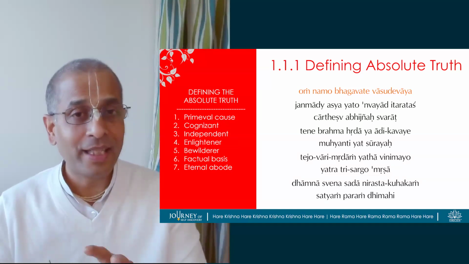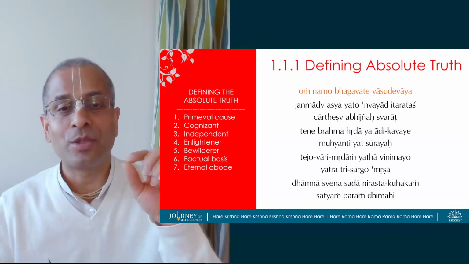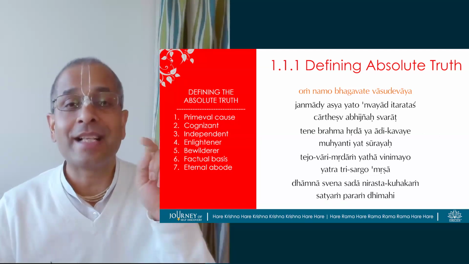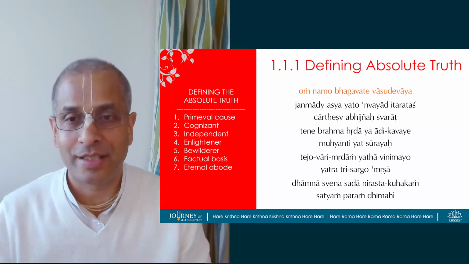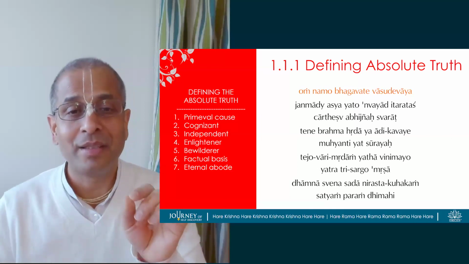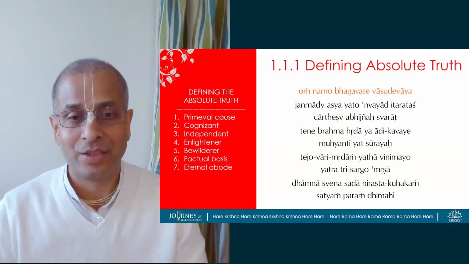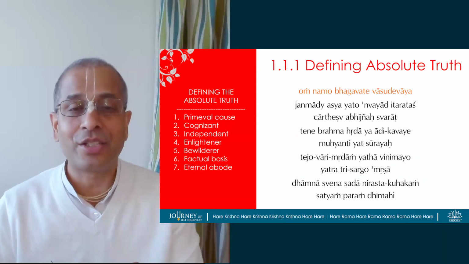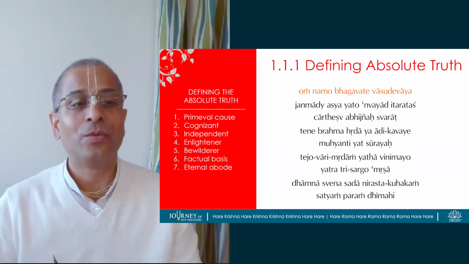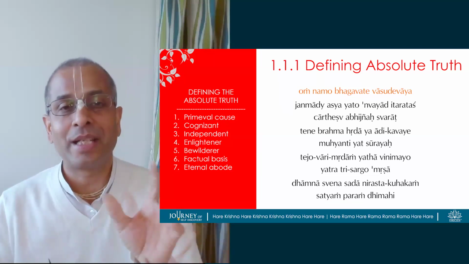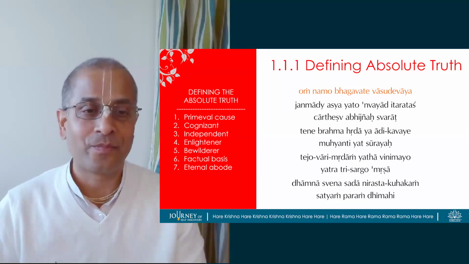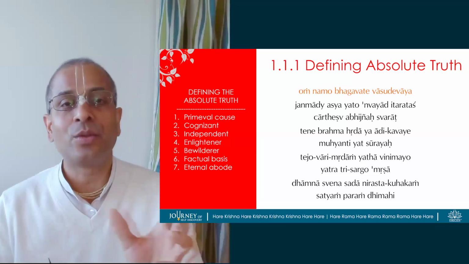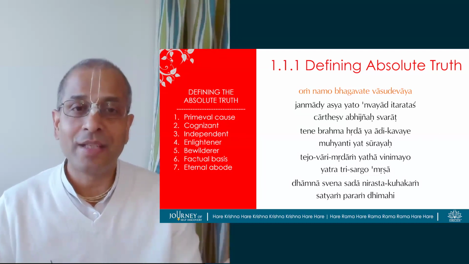But not only that, to cross that gap from this material world to the spiritual world, he has also given the spiritual knowledge. Tene Brahma Hridaya Adi Kavaye. So he has given the spiritual knowledge to Brahma, by which we can also go from this darkness of illusion to light. From the illusion, we can go to the reality. From Maya, we can actually go to Krishna.